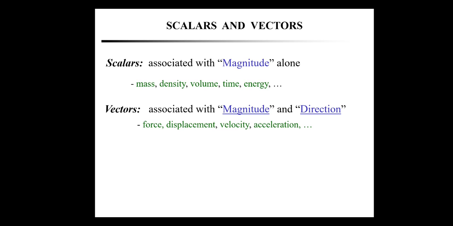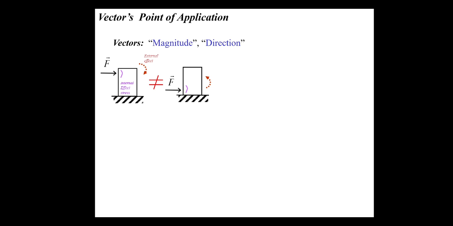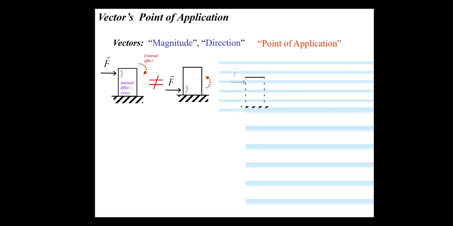Scalars are associated with magnitude alone: mass, density, volume, time, energy. Vectors are associated with magnitude and direction: force, displacement, velocity, acceleration. Force is a vector quantity; it has direction and magnitude. So what is the direction? How much is the magnitude? If they are not equal, internal effect stresses will be generated. For the external effect, the point of application is the main thing.